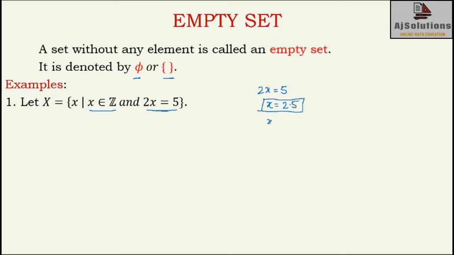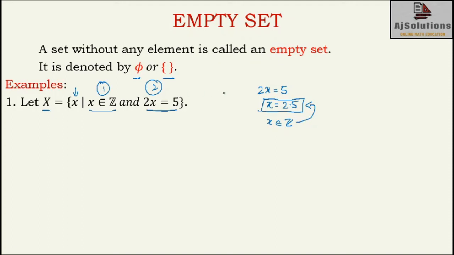But along with that, x has to be an integer, but this x is not an integer, so that means there is no such x. The x we are talking about here is the collection of all those x that satisfy this property 1 and this property 2, that is, that they are members of this set X.